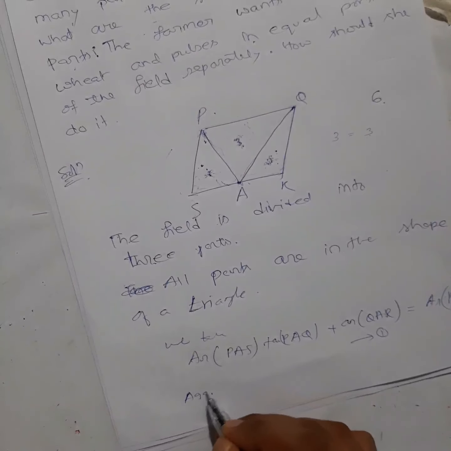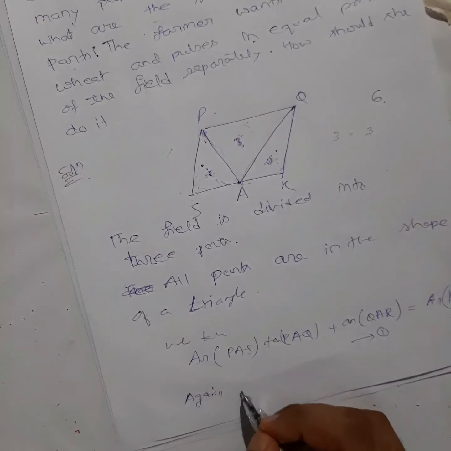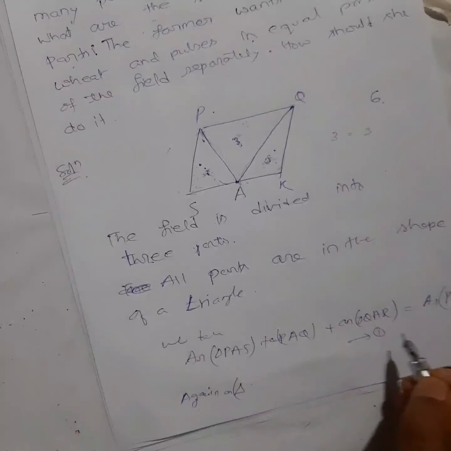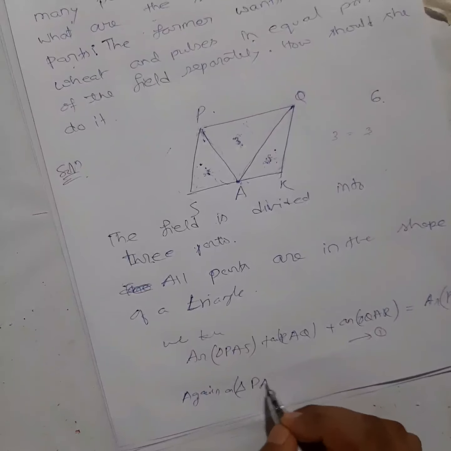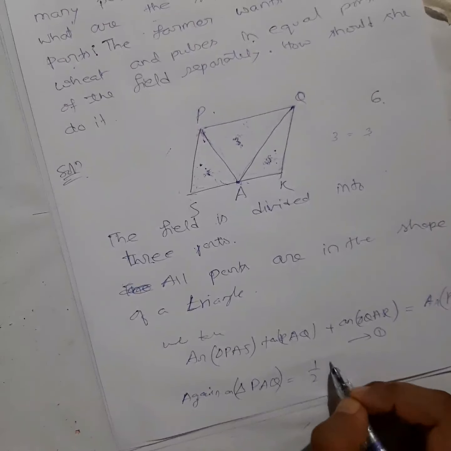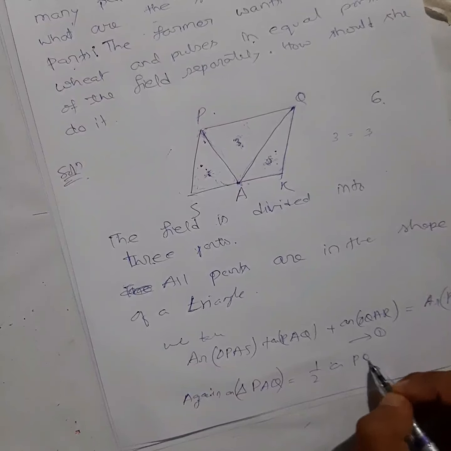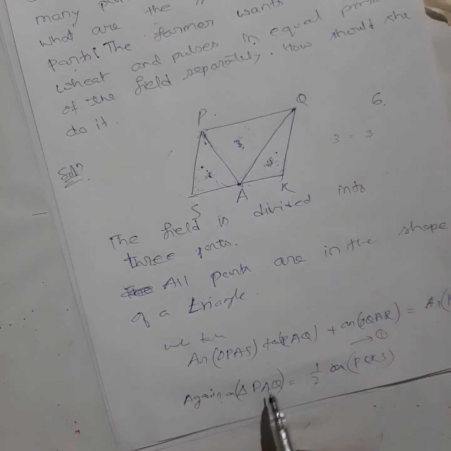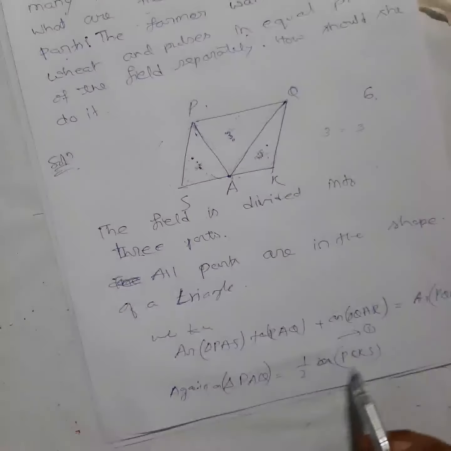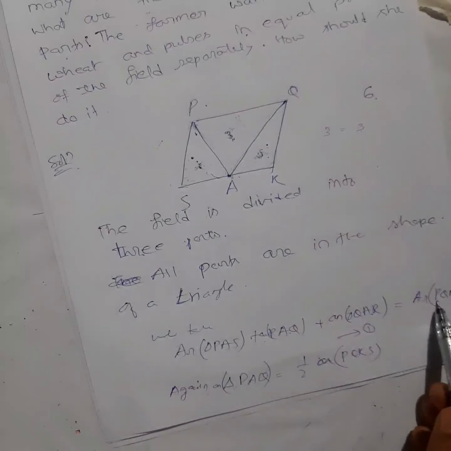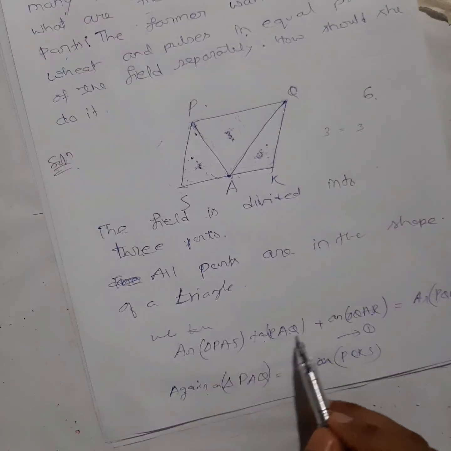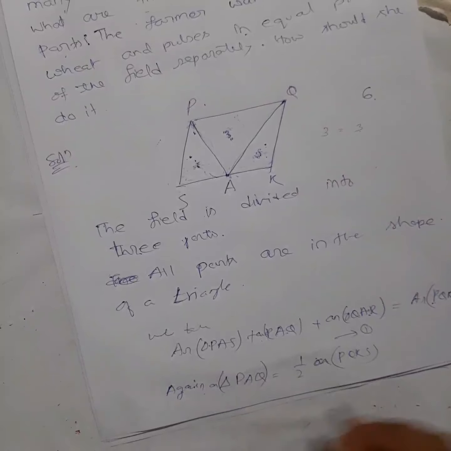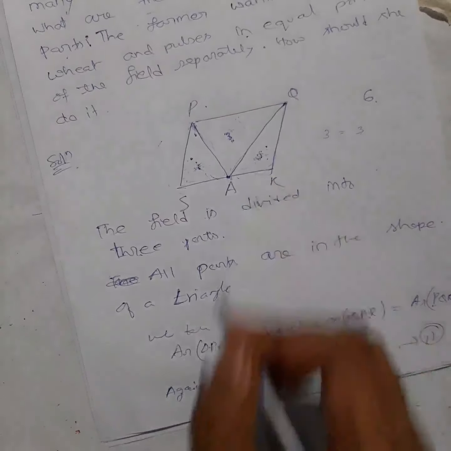Again, area of triangle PAQ is equal to how much? Half of the area of PQRS. If the area of triangle PAQ is half of PQRS, and we know this plus this is equal to this part only, PAQ is half of this one, so obviously the other half will be these two. Okay, this you mark as 2.